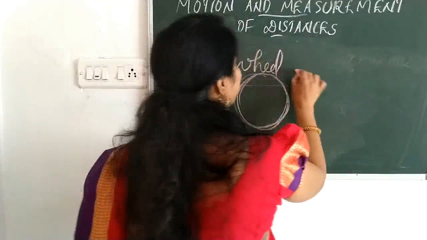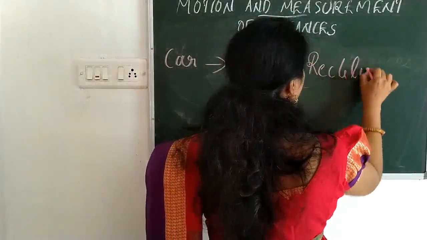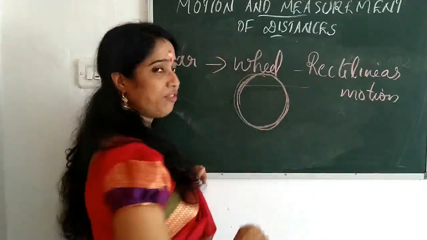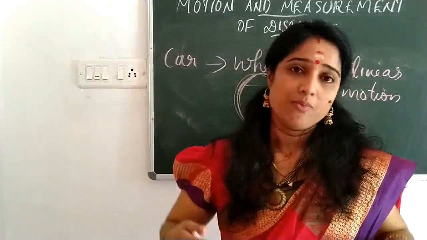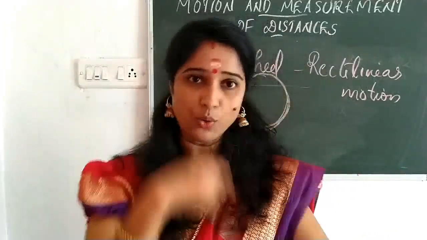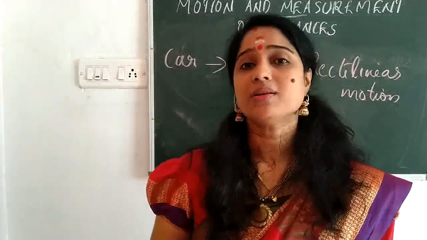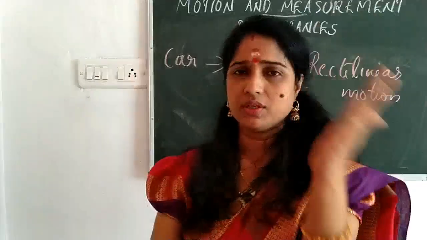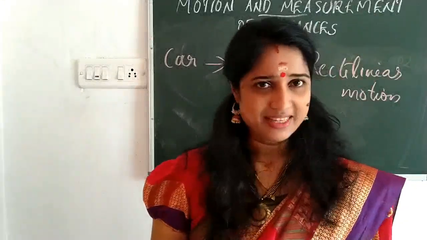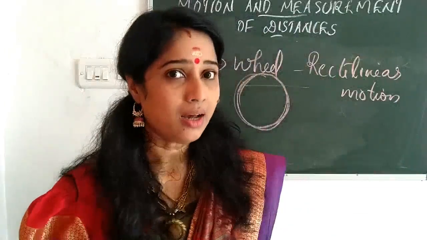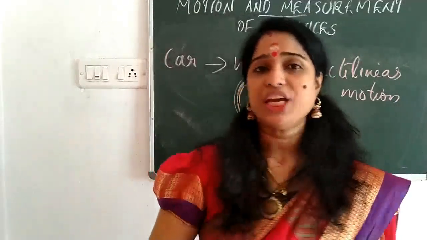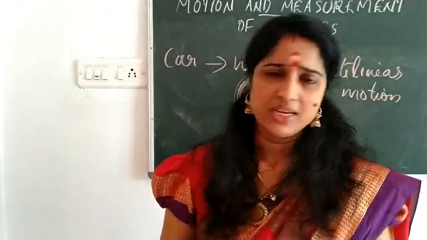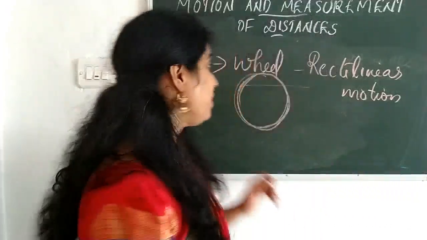But how does the car move? It is in a rectilinear motion, isn't it? Yes. Even though the wheel of the car is moving in rotational motion, does the car move in rotational motion? No, it moves in a straight line, or rectilinear motion, or curvilinear motion if curves are there. Clear? So the first example, movement of the car: the tire is moving in rotational, or circular, motion, but the car is moving in rectilinear motion.